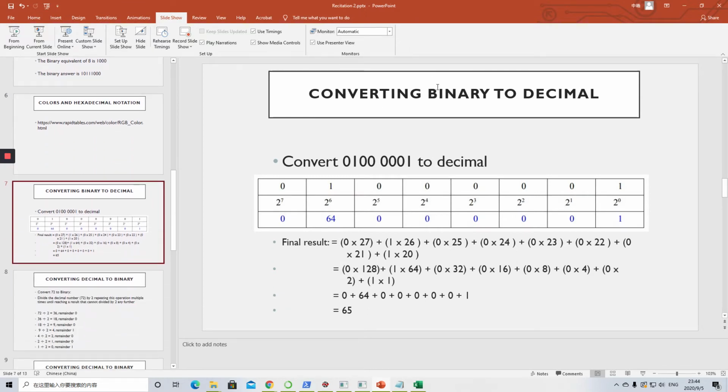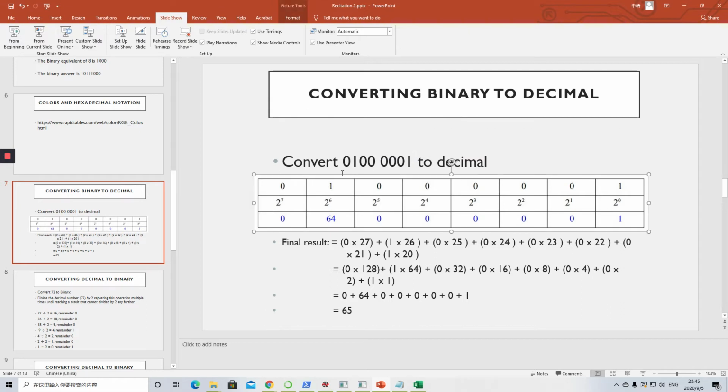Okay, for this question, we need to convert binary to decimal. I think this one is pretty easy. The first one is to convert 01000001 to decimal. Maybe some of you have learned this during high school. This one is pretty common. So let's focus on this 8-digit binary number.